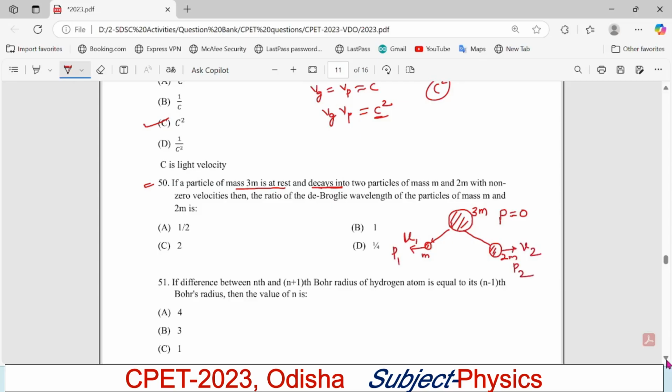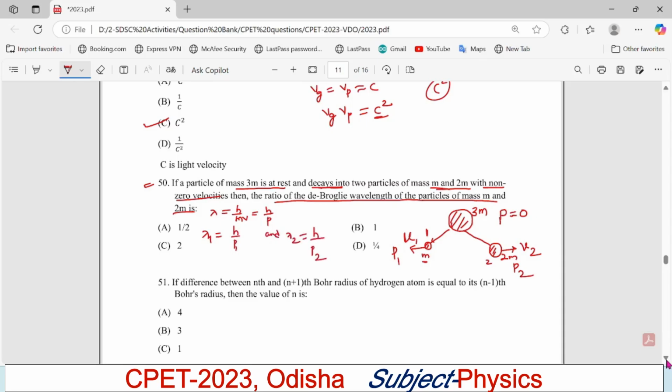Now m and 2m with non-zero velocities, so whatever I represented over here, v1 and v2, with corresponding momenta p1 and p2. Then what is the ratio of the de Broglie wavelength of the particles of mass m and 2m? De Broglie wavelength in general we know is h by mv, or h by momentum. Suppose this is particle 1 and this is particle 2. For particle 1, lambda 1 will be h by p1, and lambda 2 will be equal to h by p2.